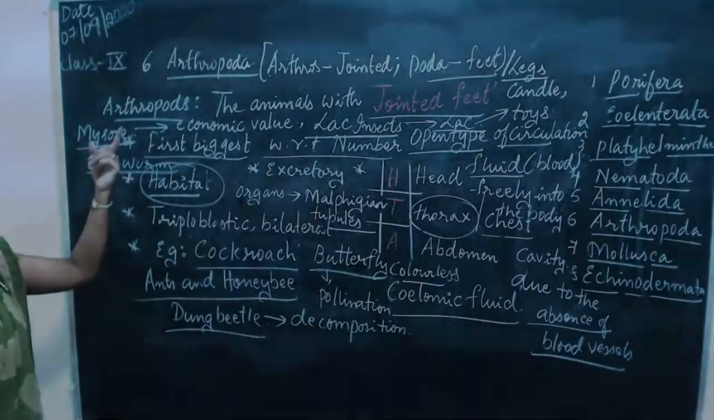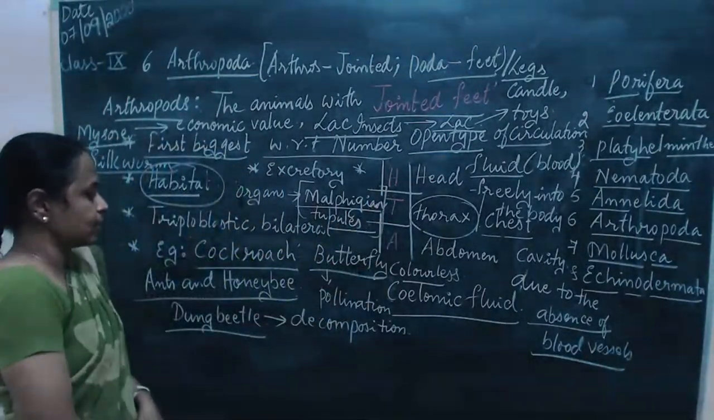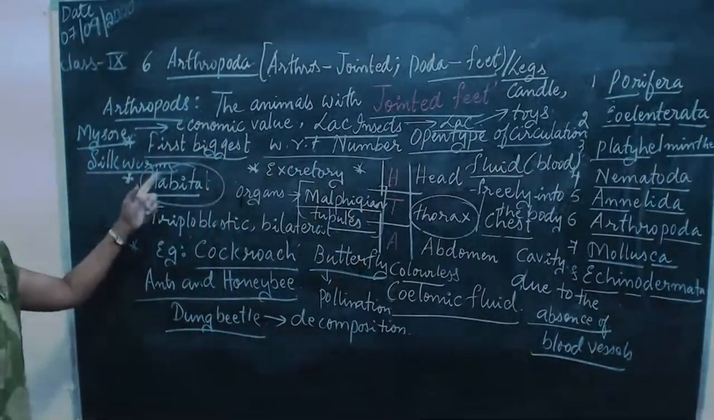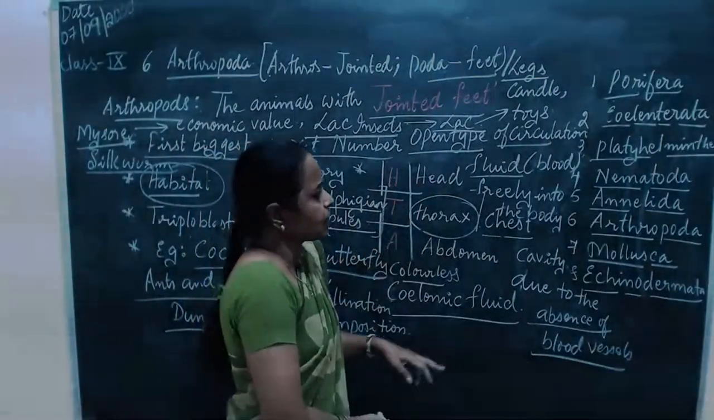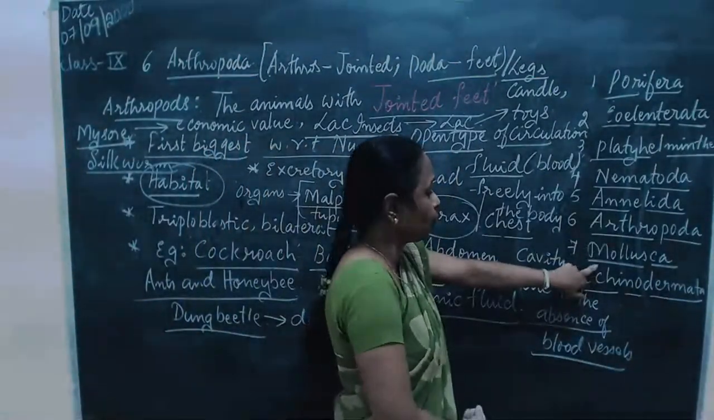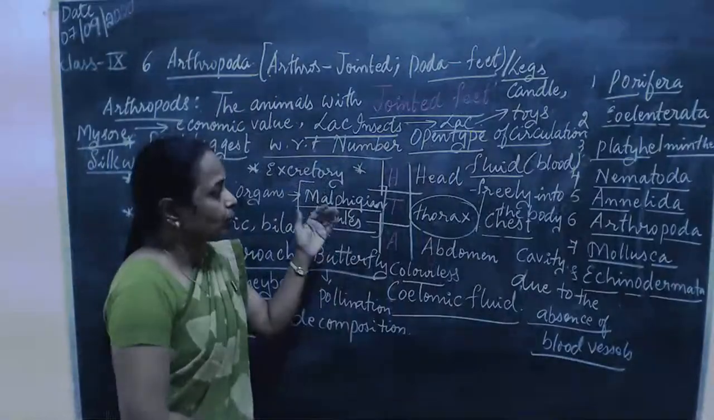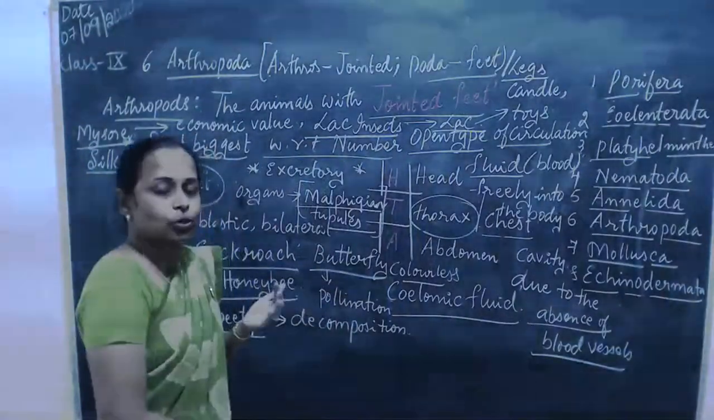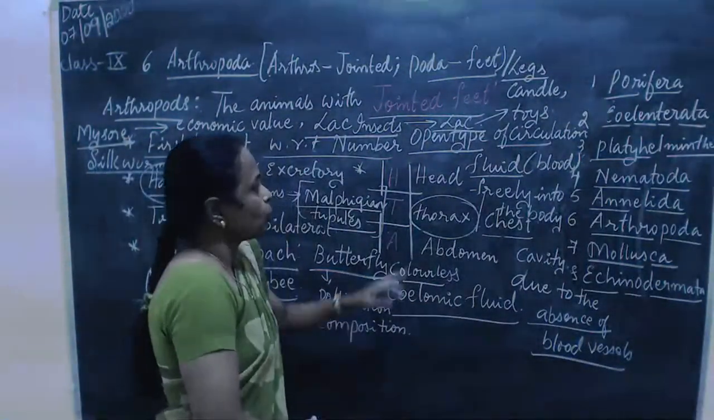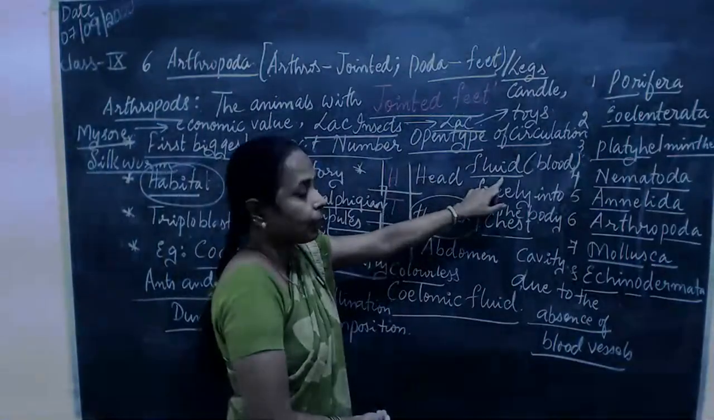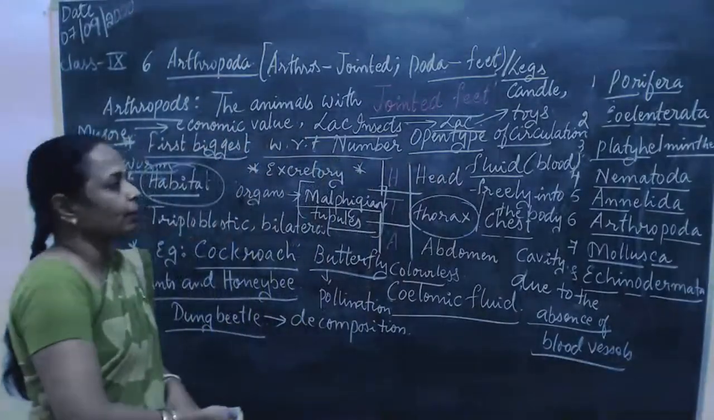Those excretory organs, take the example of the cockroach, and I've given you malpighian tubules, that is the excretory organs. Then the very important definition to be noted for the arthropods is the open type of circulation. Open type of circulation is shared by the next phylum also, what we are going to learn tomorrow. So arthropods and mollusks both follow the open type of circulation. They have got a fluid which is considered as blood, but it is not the true blood. That colorless blood is termed as haemolymph. So the definition: the type of circulation in which the blood flows freely into the body cavity due to the absence of blood vessels is called open type of circulation.